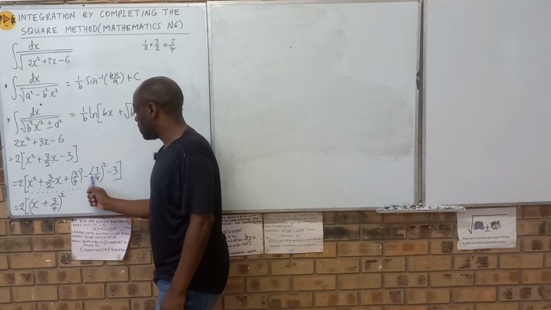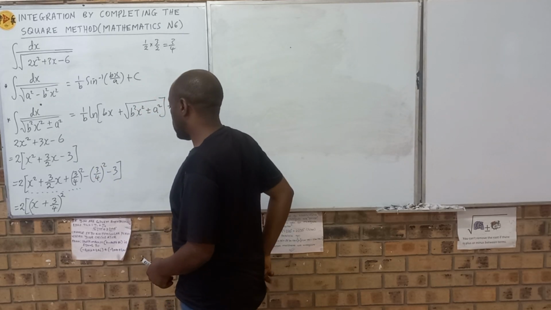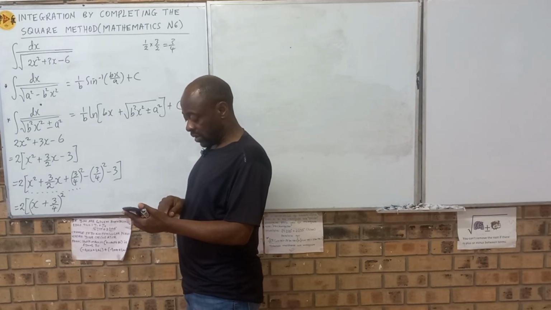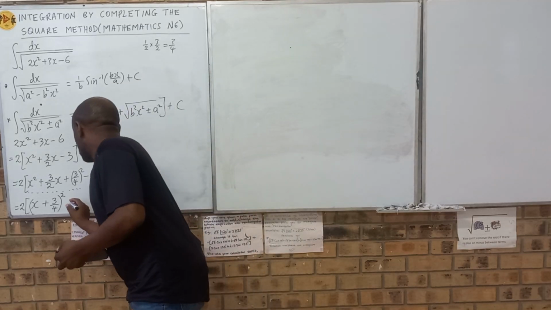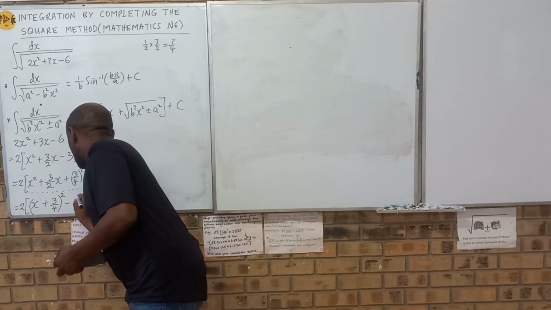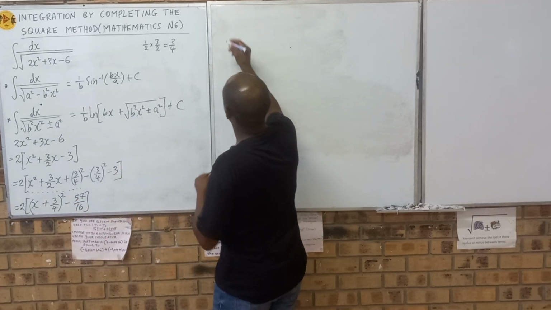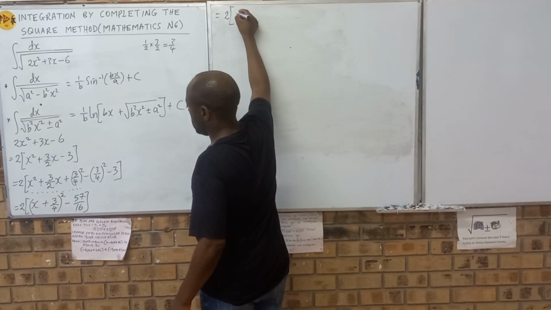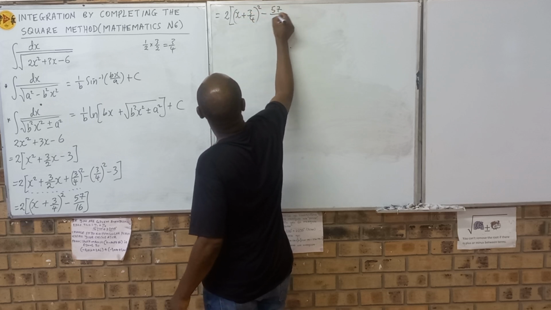What is left is negative in bracket 3 over 4 squared minus 3. So 3 over 4 squared is 9 over 16. So I'm taking negative 3 minus 9 over 16. That gives me negative 57 over 16. So that's where we have arrived so far. I'll just transfer it from here. So we are getting 2 into x plus 3 over 4 squared minus 57 over 16.